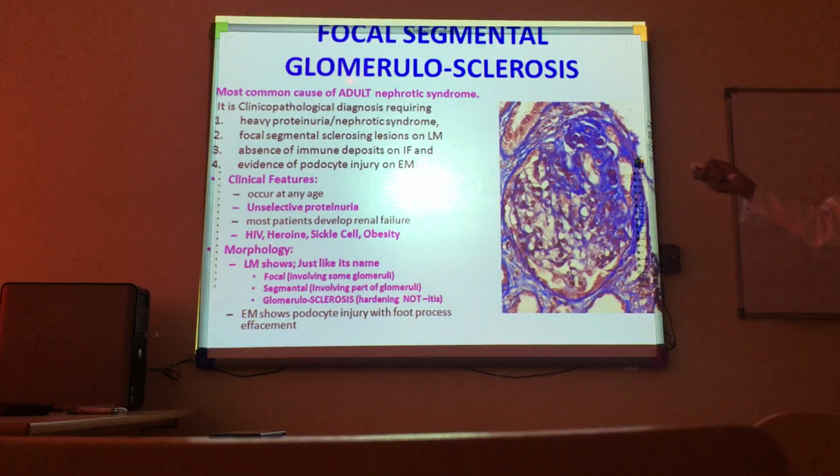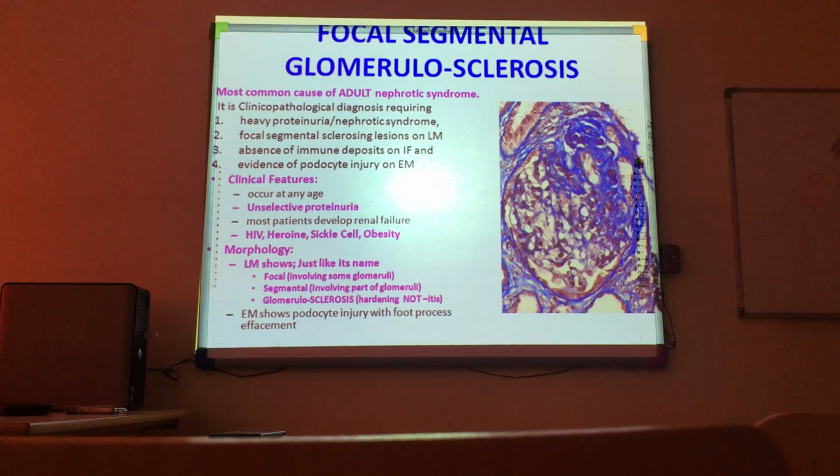So the most common cause of adult nephrotic syndrome is FSGS, and it is a clinical pathological diagnosis. What is required in this diagnosis? Number one, having proteinuria or nephrotic syndrome, which means proteinuria of more than 3.5 grams per day. Number two, there will be a focal and segmental sclerosing lesion on light microscope. I will explain what that means. Number three, absence of immune deposits on immunofluorescence.